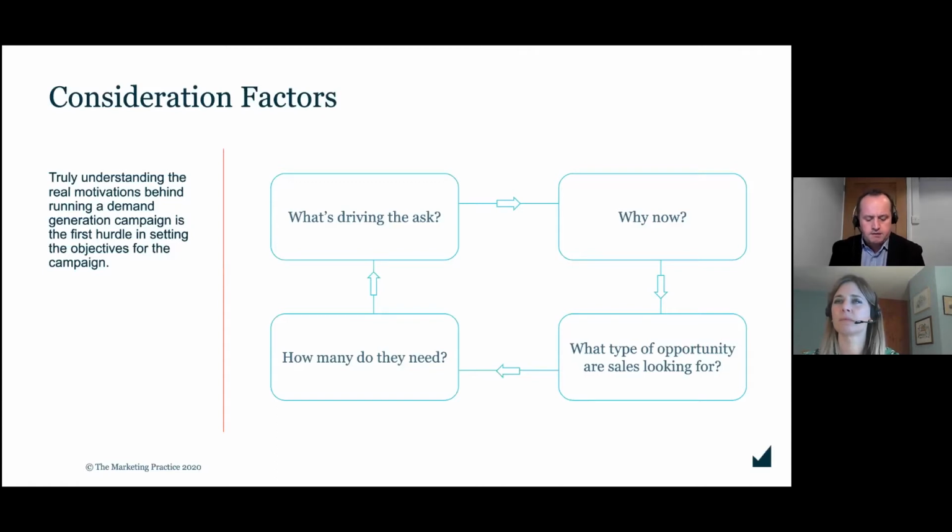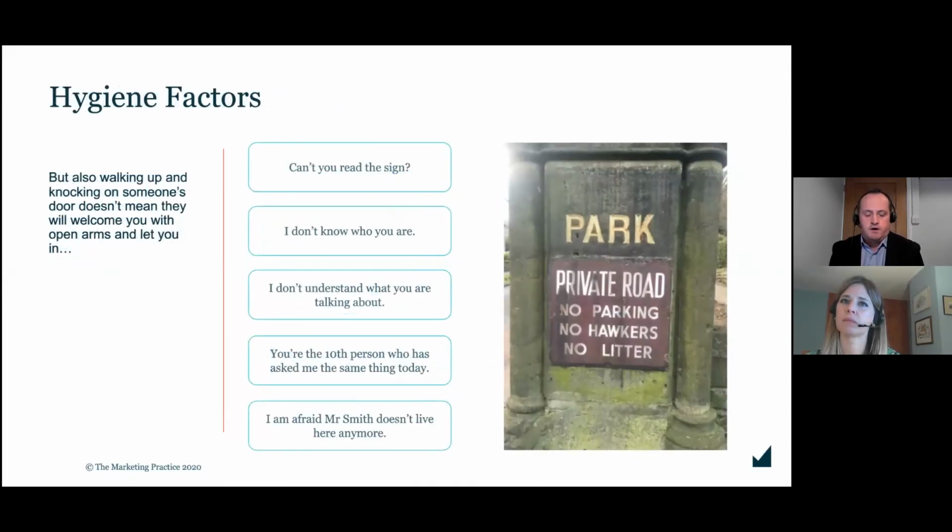And that's a key consideration: that we set objectives for demand generation programs that align to the amount of capacity we've got in the business, so that we're not generating demand that isn't then followed up, because ultimately that's wasted effort. And there are some hygiene factors that we need to consider as well.